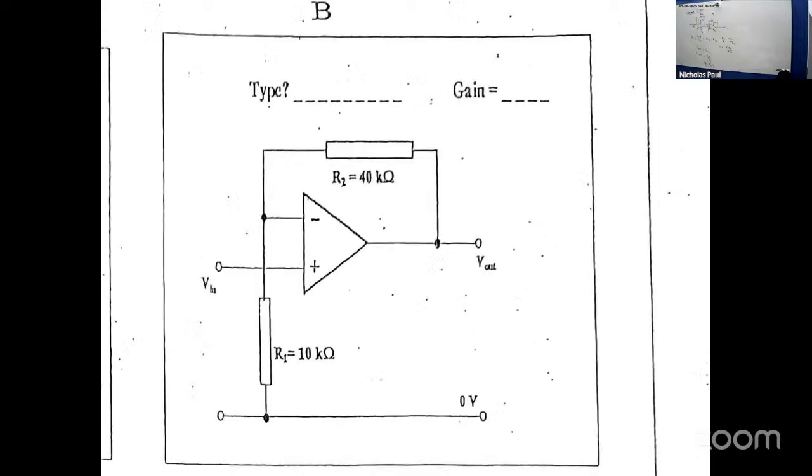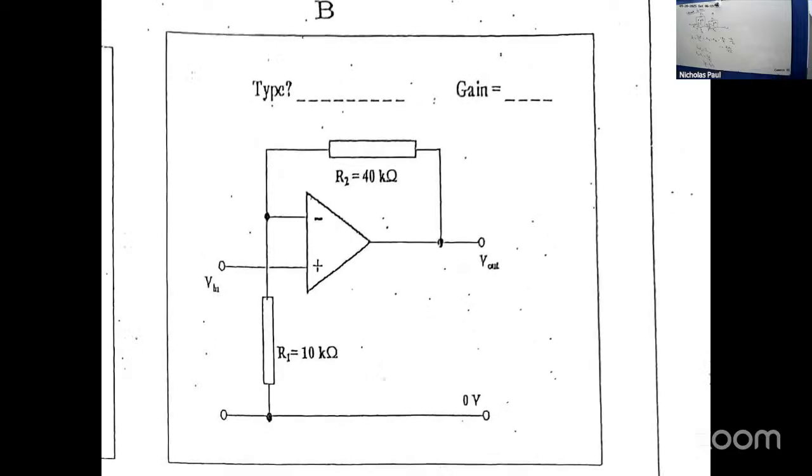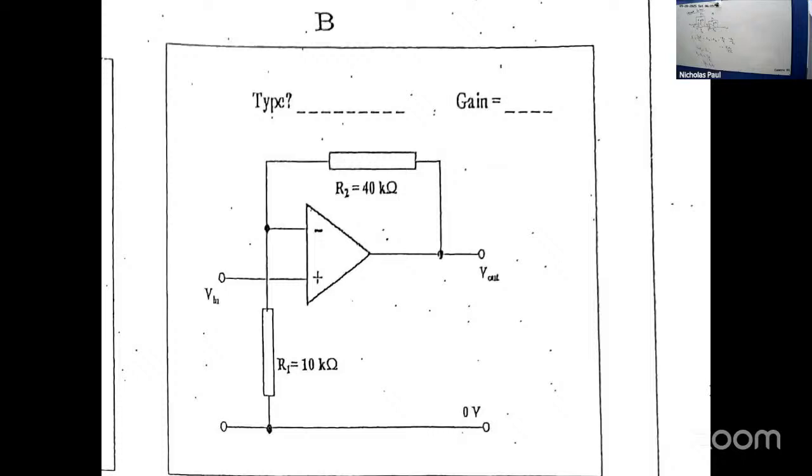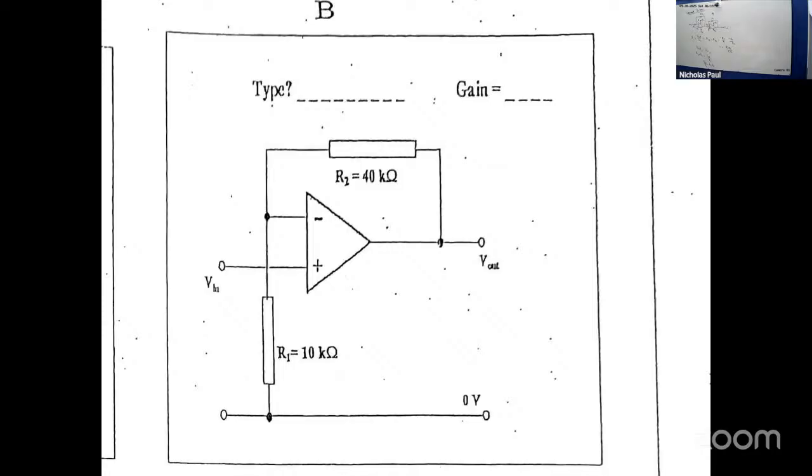Number 2 in the handout, right? Let's pick on somebody online. Darian. What is this here, Darian? Inverting or non-inverting?